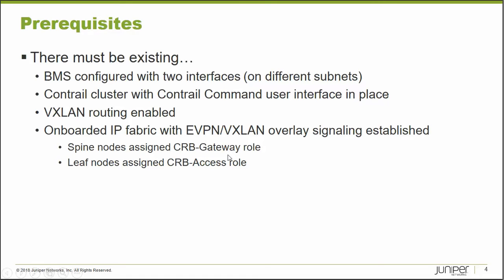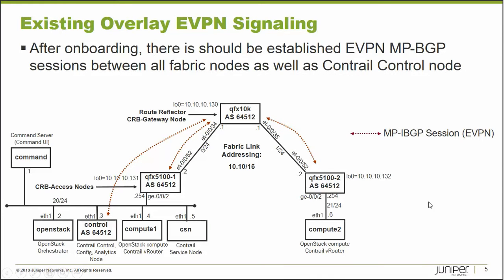So this is our topology, and this is its current state. I've got the IP fabric. I've got eBGP running between all of the members of the IP fabric so that we can ping, for instance, from compute 1 to compute 2. The routing is fully enabled with eBGP using IPv4 unicast.